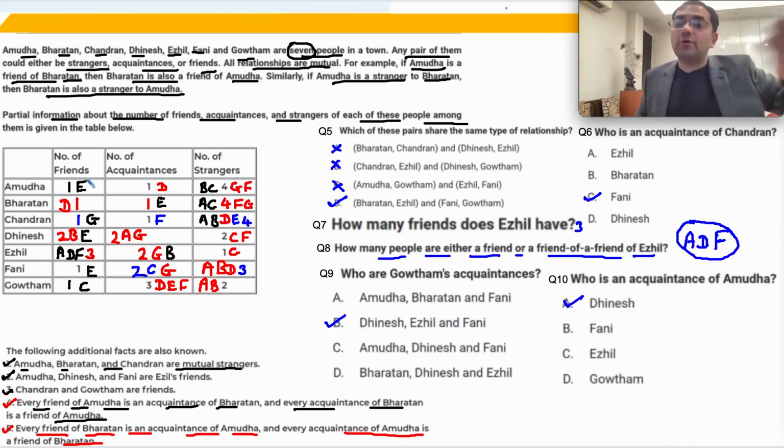With respect to E, who are the other people? D के friends B and E, so B आ जाएगा. F के friends E, but we're talking about E. So therefore 4 is the right answer for question number 8.